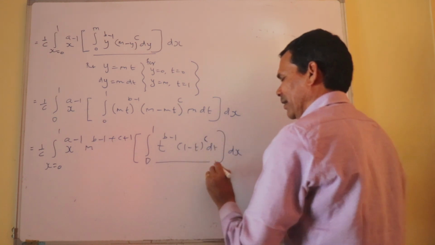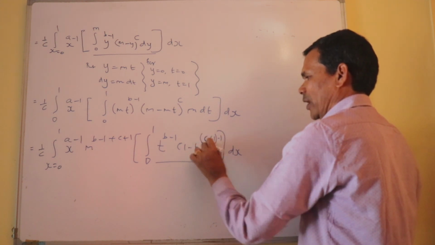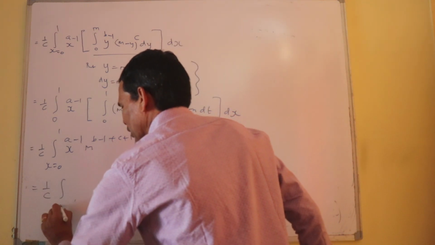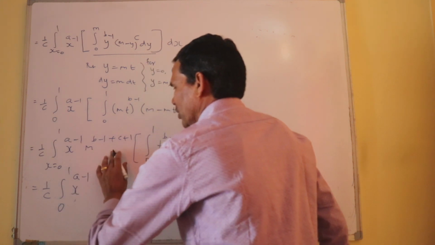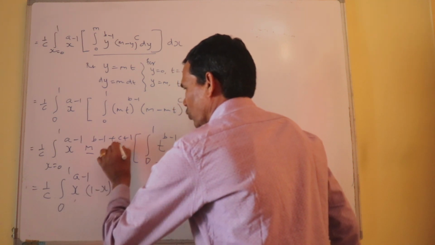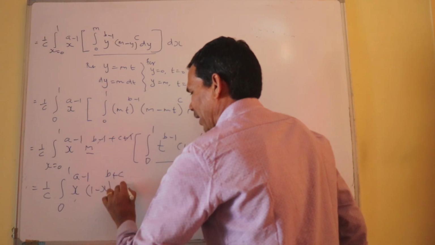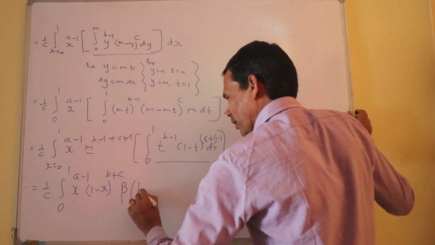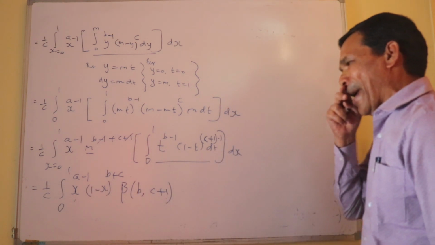Now this is clearly expressible as a beta function. So c plus 1 minus 1 I will write down, and this is nothing but 1 upon c, integral 0 to 1, x raised to a minus 1. Now I resubstitute: it is (1 minus x) raised to b plus c, since the plus 1 and minus 1 get cancelled, and this is beta of b, c plus 1. So I simplify this further.